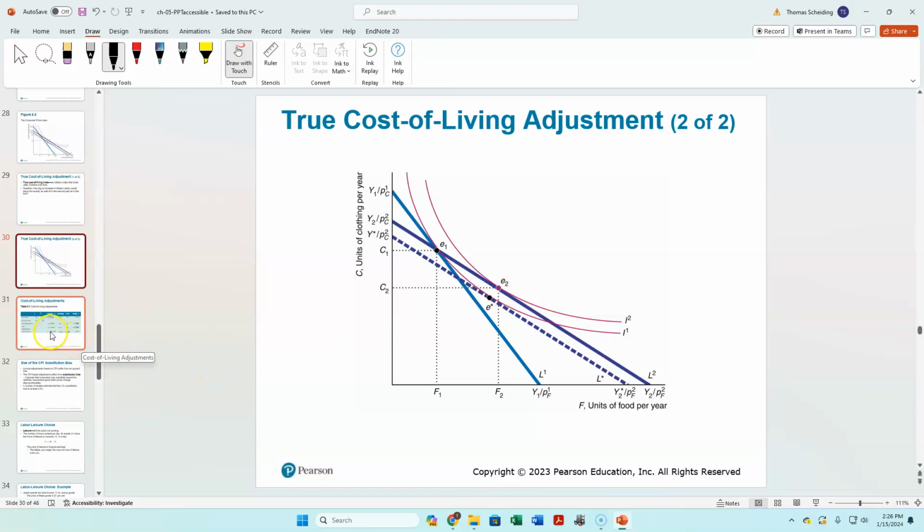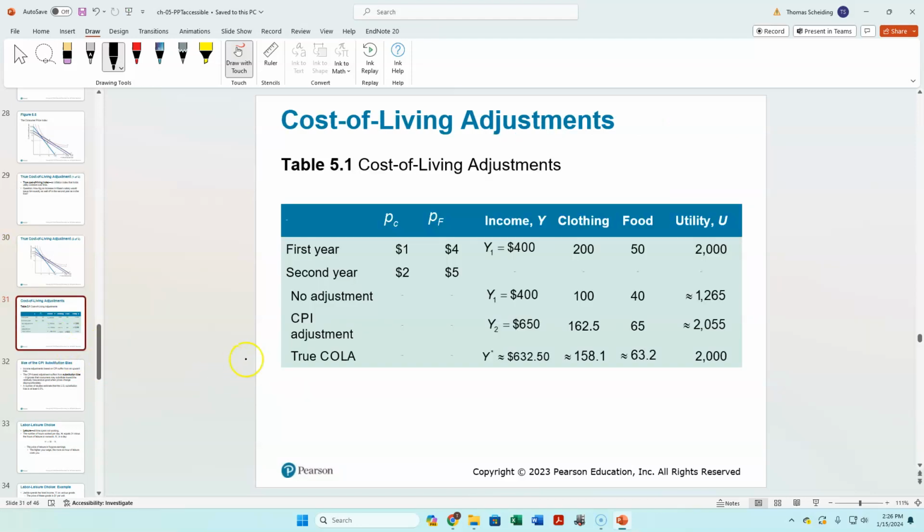If I don't want people to actually buy less of things, how much do I need to increase that income by? So as we look at it here, if my income level is 400 and I'm buying 200 units of food, 50 units of clothing, generating 2,000 units of utility, and the price of clothing is doubling and the price of food is increasing by 25% here, if I didn't adjust their income, that same $400 income would lead me to buying less of both goods, generating a lot less utility.